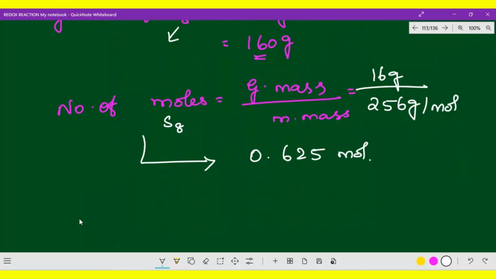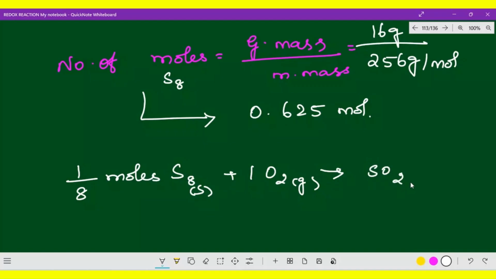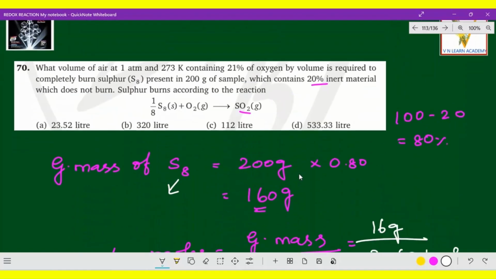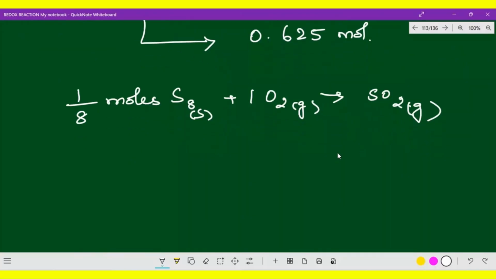Right now here, what is the equation they mentioned? 1/8 mole of S8 plus 1 mole of oxygen gas. This is solid and this is gas. It gives SO2, and SO2 is of course 100% gaseous. Now here 1 mole of oxygen is required for every 1/8 moles of S8 sulfur. So S8 plus oxygen gives SO2.